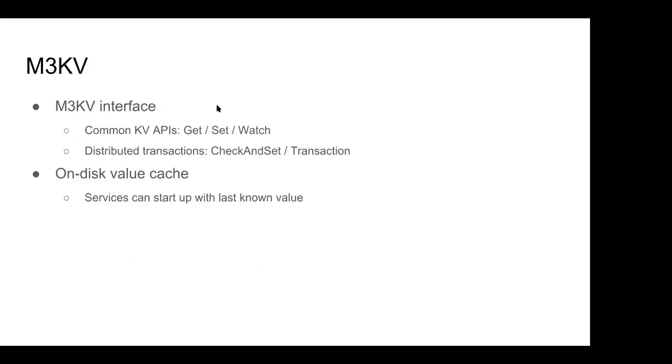For M3KV, it provides the common APIs we need, like get, set, watch, check-and-set, and transactions. Those are very important when it comes to topology changes. Those are mostly provided by etcd. We're just building on top of it, and we added an on-disk value cache so that the KV clients can start up with the last known value, even though etcd is down.